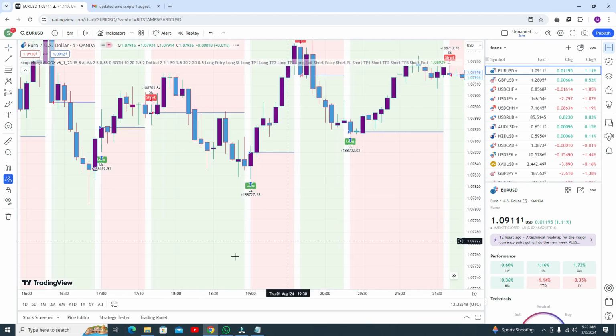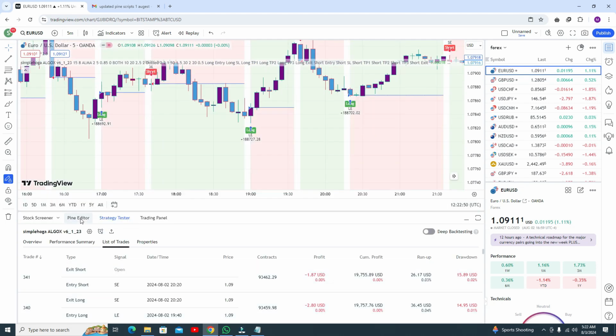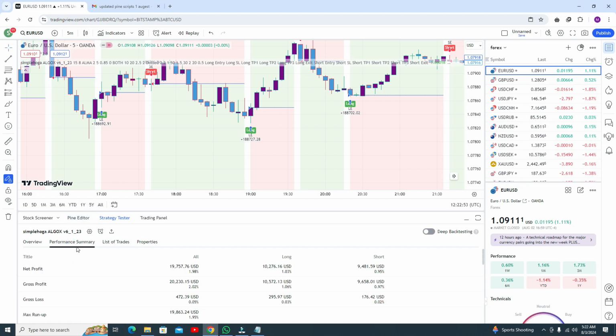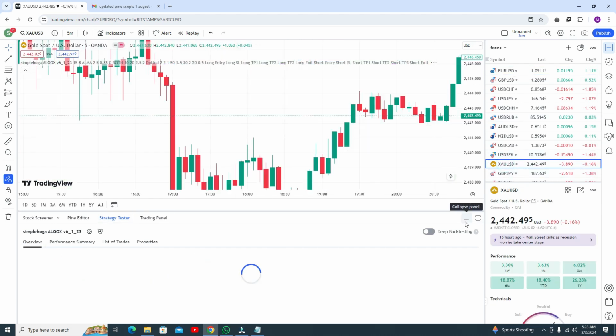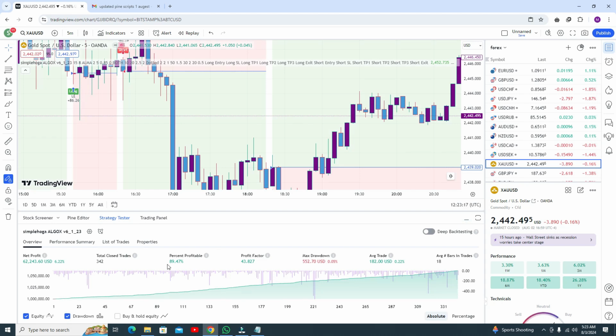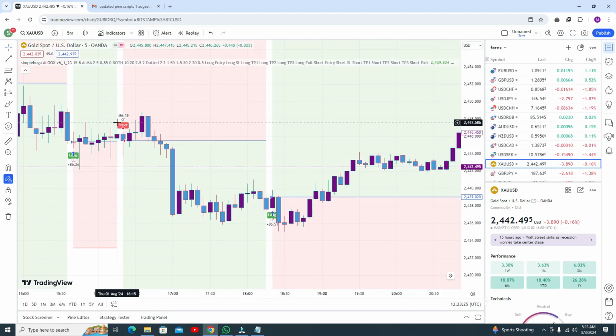Let's see the strategy tester and performance overview. The win ratio is 88.53%, and your maximum drawdown is $114, and the profit is 19,757. It's actually a very good profit. Let's see the results in gold. In the gold, you can see the accuracy is 89%, and it's a very good achievement, because the sell trade gave you some awesome profit.